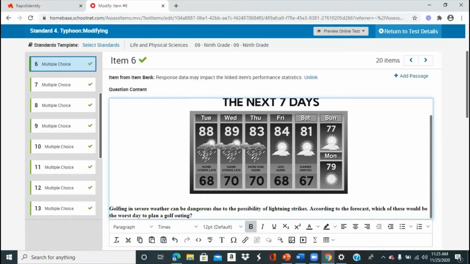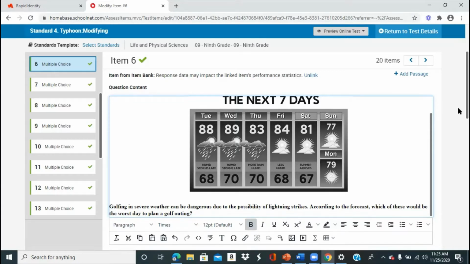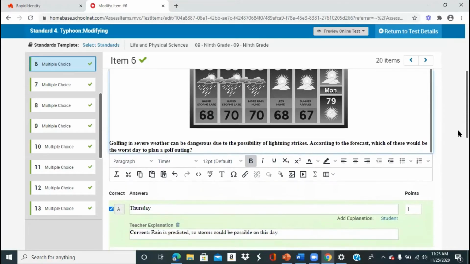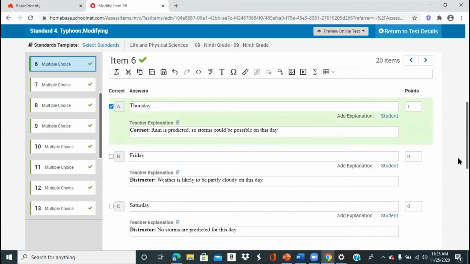Wednesday and Thursday are the only days in the week where there will be no sunlight and it's going to pour so much rain. According to the weather map, more rain and more humidity will be experienced here. So you have to choose again the worst day to go out and play golf. And the answer is none other than Thursday.